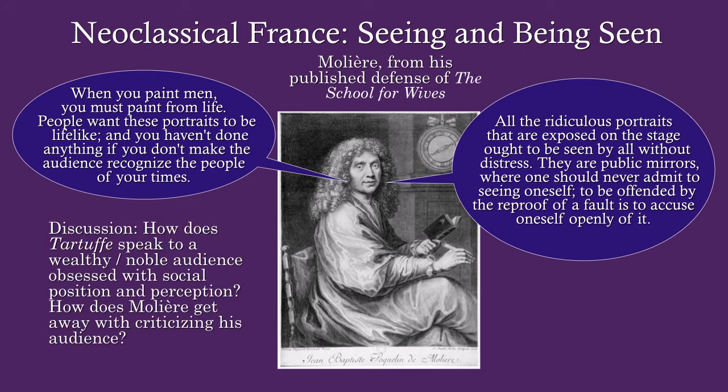So my question is, how does this play speak to a wealthy and noble audience that is obsessed with social position and with perception? So obsessed with perception, they're willing to sit on the stage in the theater to be seen. And then more importantly, find me the methodologies that our guy uses to get away with criticizing his audience. Because that's mostly what Tartuffe is. It's a direct criticism of everyone in the audience right to their faces. And they somehow love it, and he somehow gets away with it. Explain to me how he manages to do that.